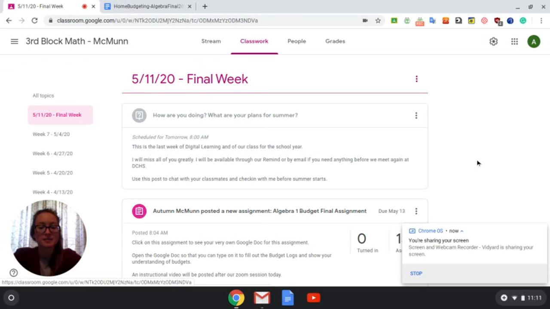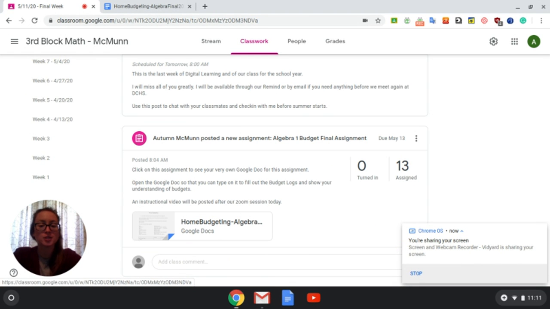And the assignment is in here. It's called a budget final assignment. So if you read the directions, it says click on this assignment to see your very own Google Doc for this assignment. Open the Google Doc so that you can type on it to fill out the budget logs and show your understanding of budgets. So I am going to post this instructional video to this assignment so that way you can see how to do it.